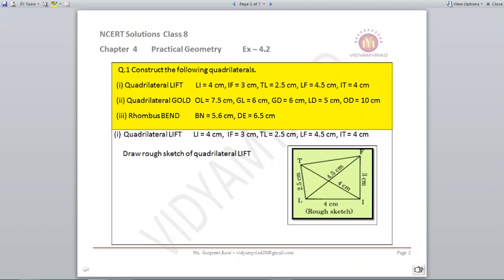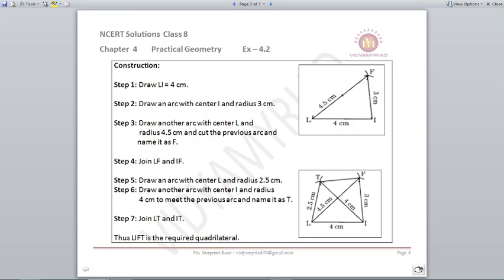So what we are going to do is, the first step is you need to draw a rough sketch of the LIFT. It looks like this, where you have two diagonals given and two opposite sides are given. Let us see how to draw this. First of all, take LI as your line of 4 centimeters. From L and from I we can easily draw F by cutting arcs. From L I need 4.5 and from I I need 3 centimeters. So this is the half triangle formed.